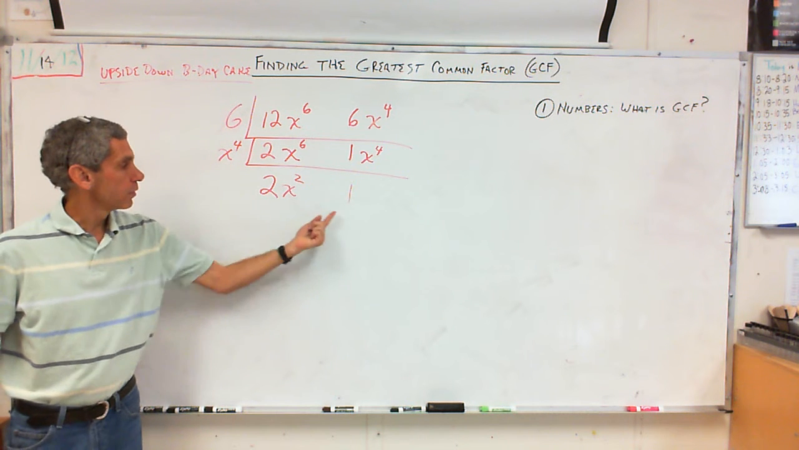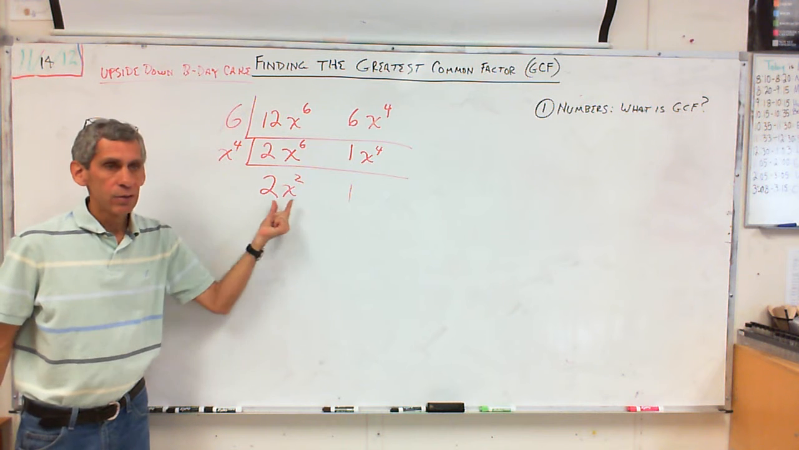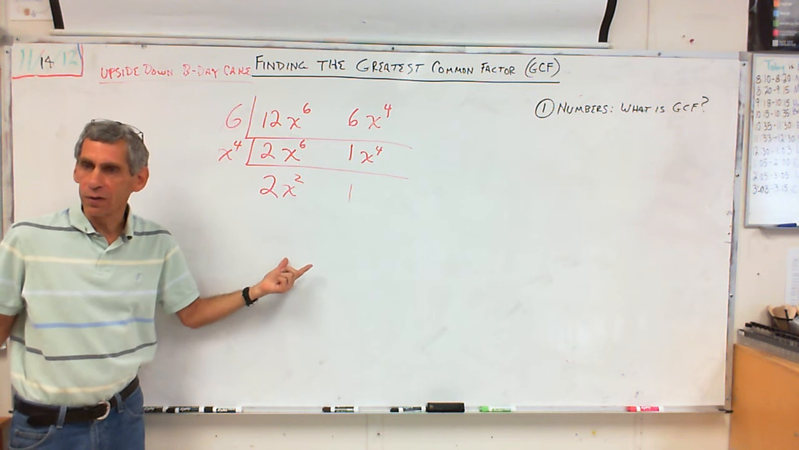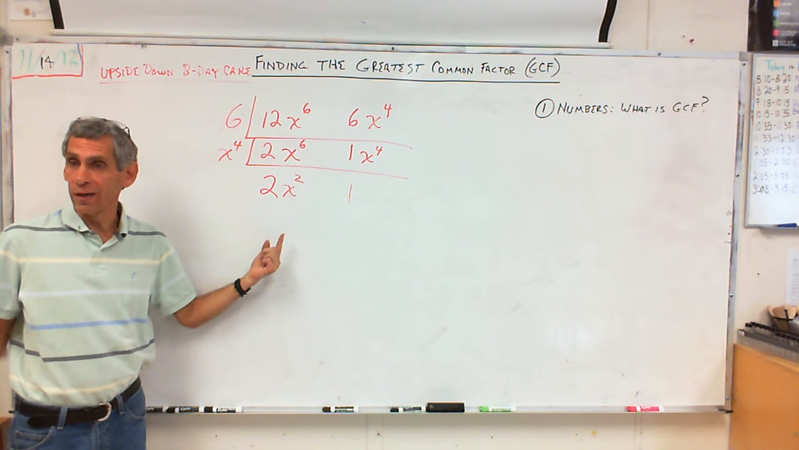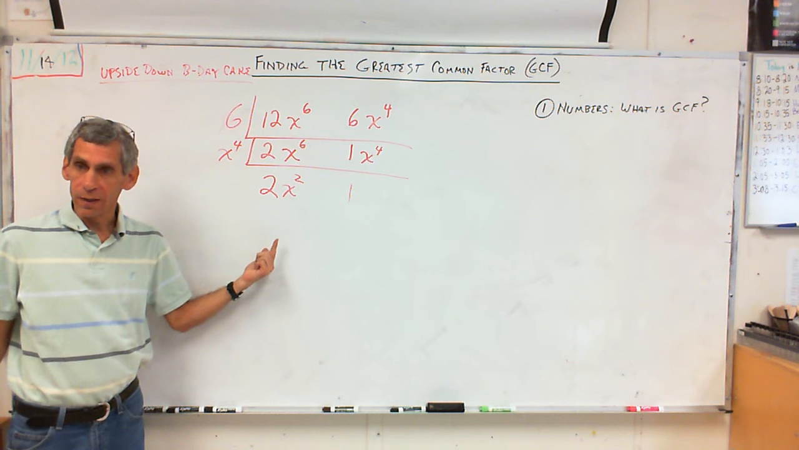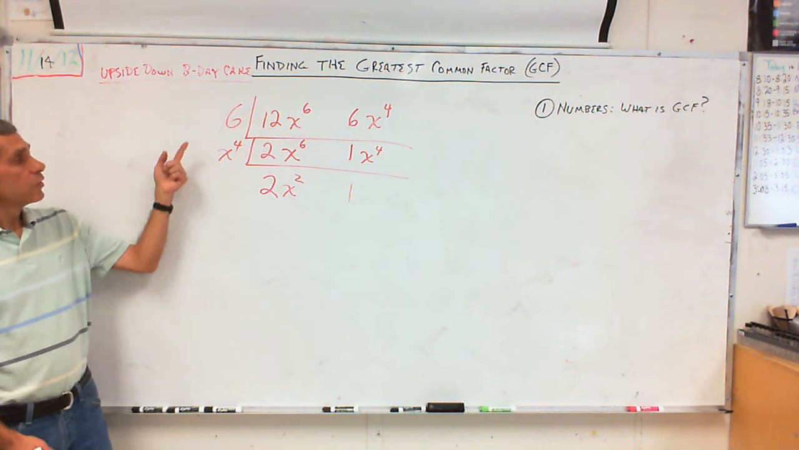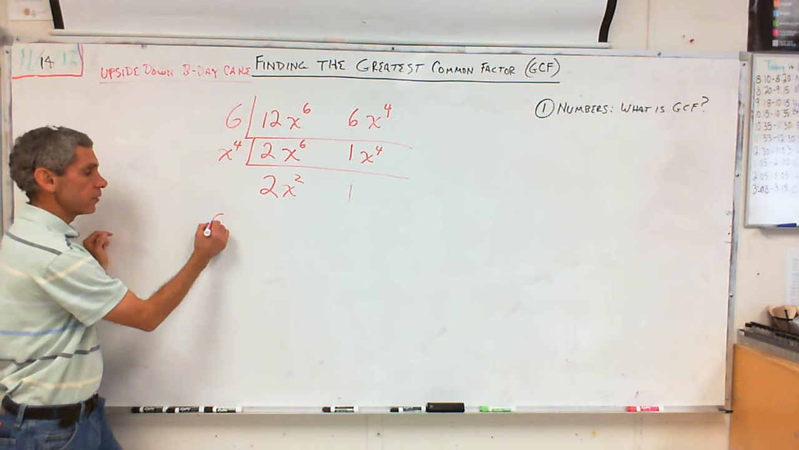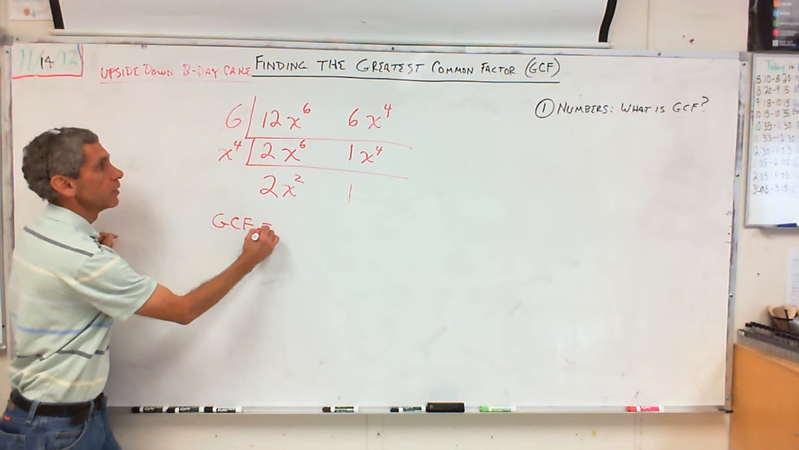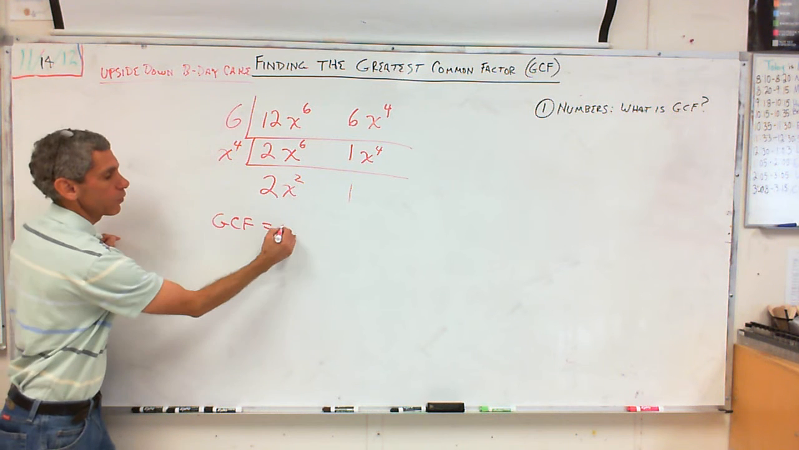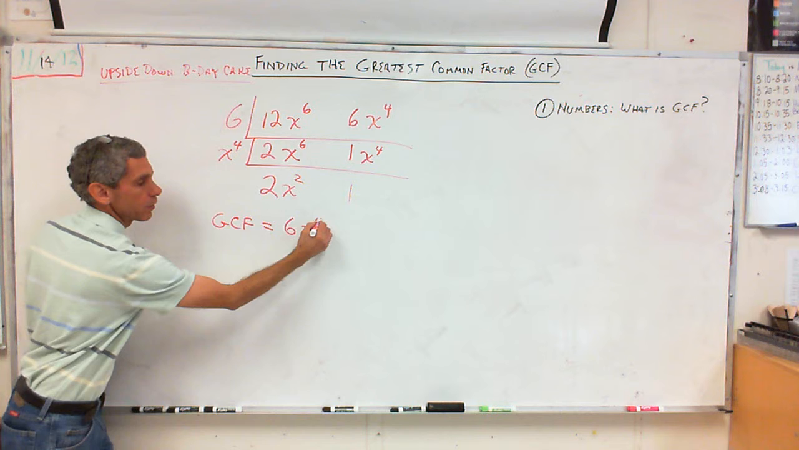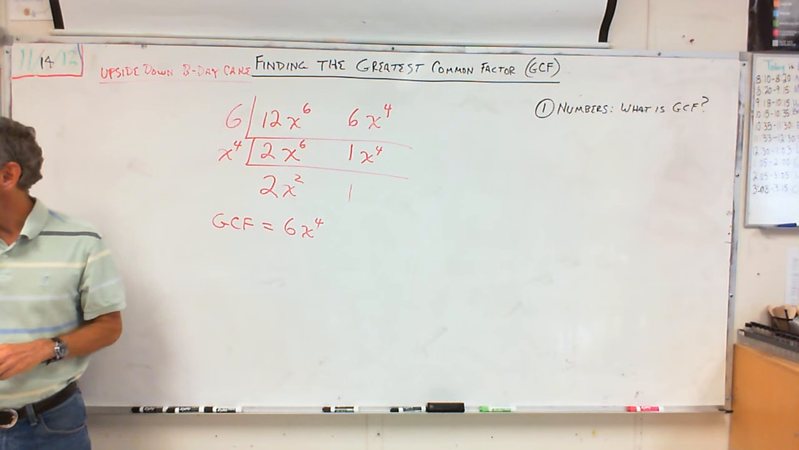I can't go any further here. These are prime numbers, 2 and 1. 1 goes into these both, but 1 never changes anything. So really, what is my greatest common factor? My greatest common factor is 6 times x to the 4th, or 6x to the 4th. Right? Make sense?